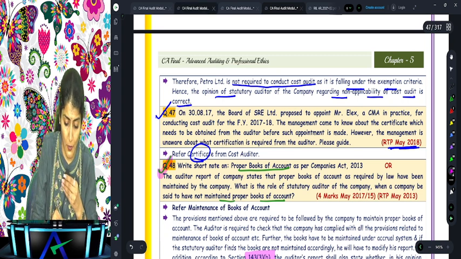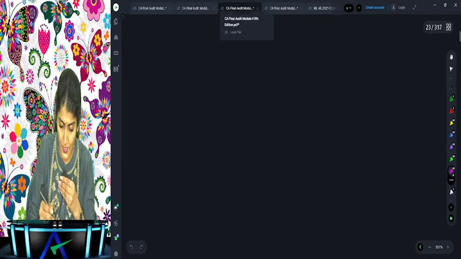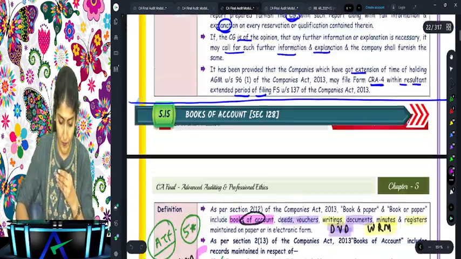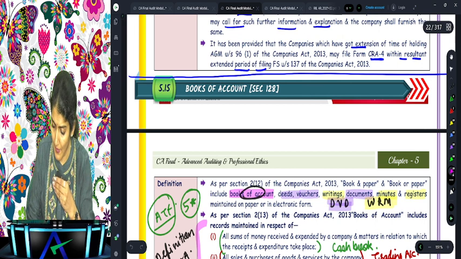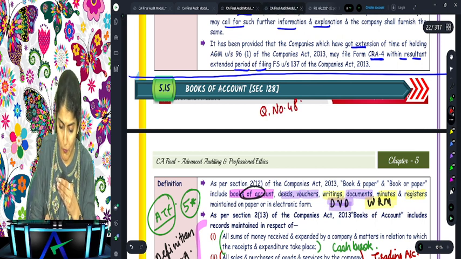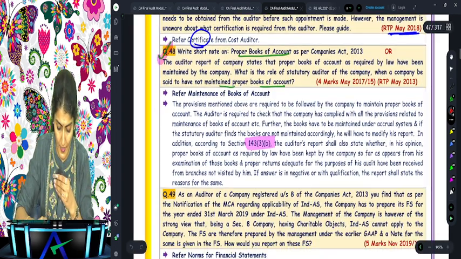Okay. Right? So question number 48 is regarding the books of account. Over here we can write down question number 48, which is regarding the books of account. Okay, right. Then after that, what do we further have over there?